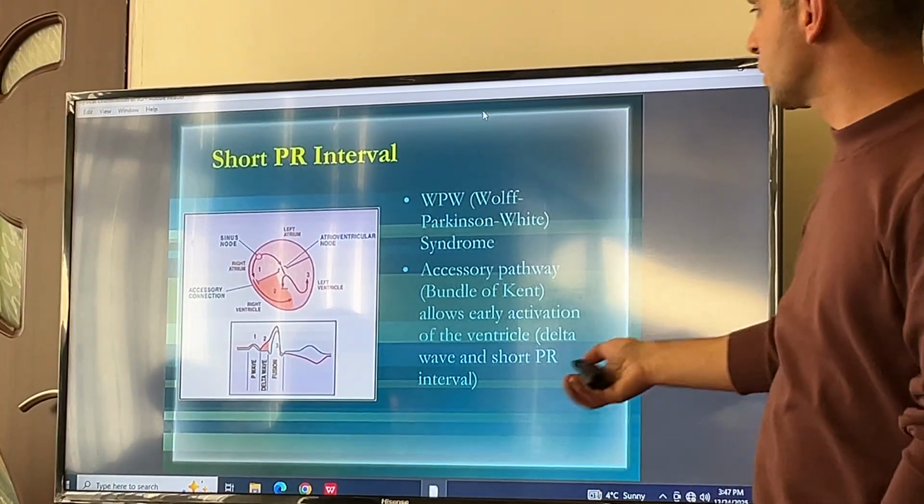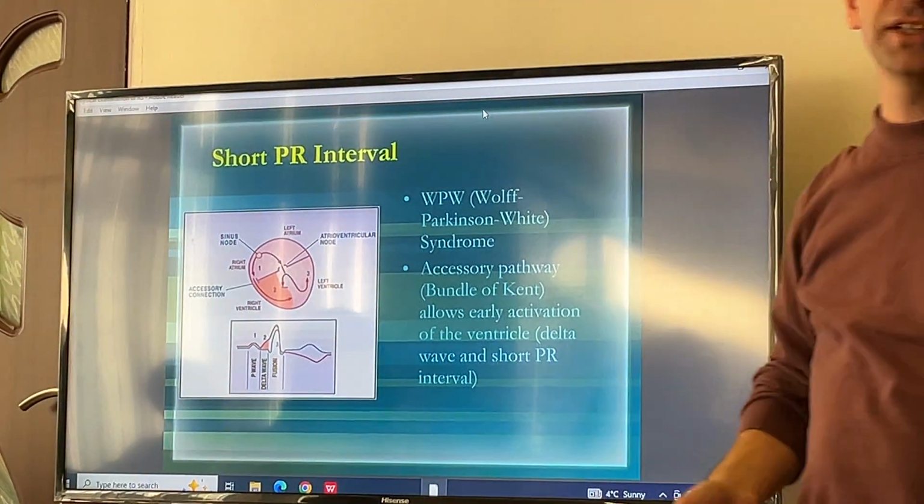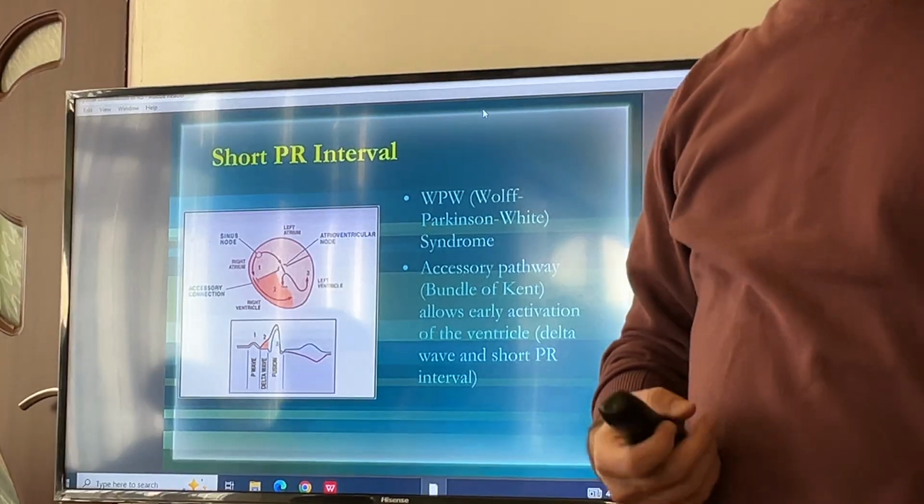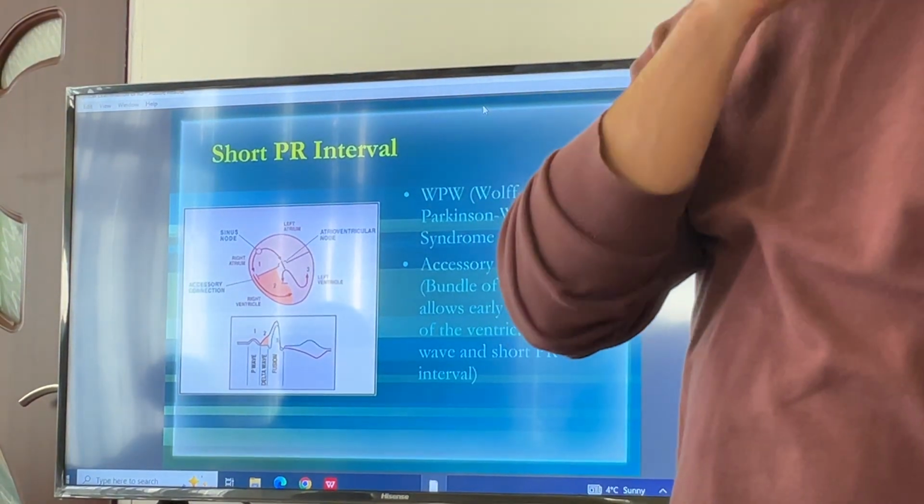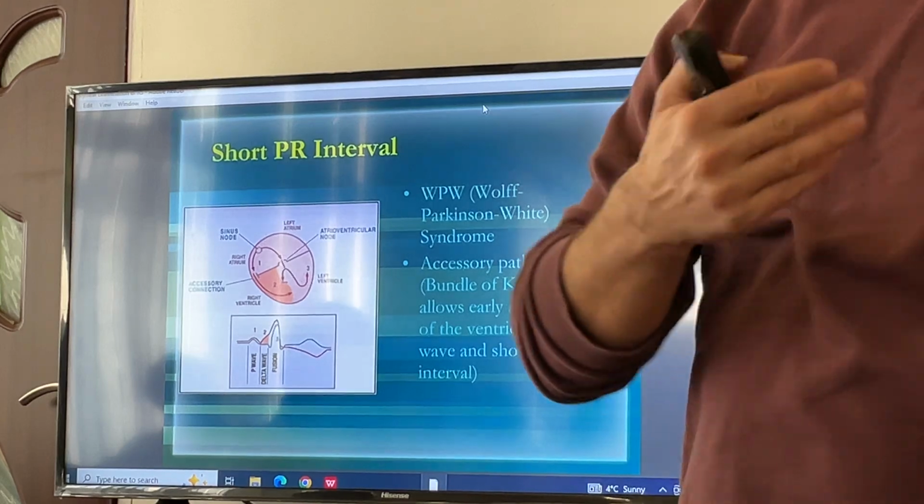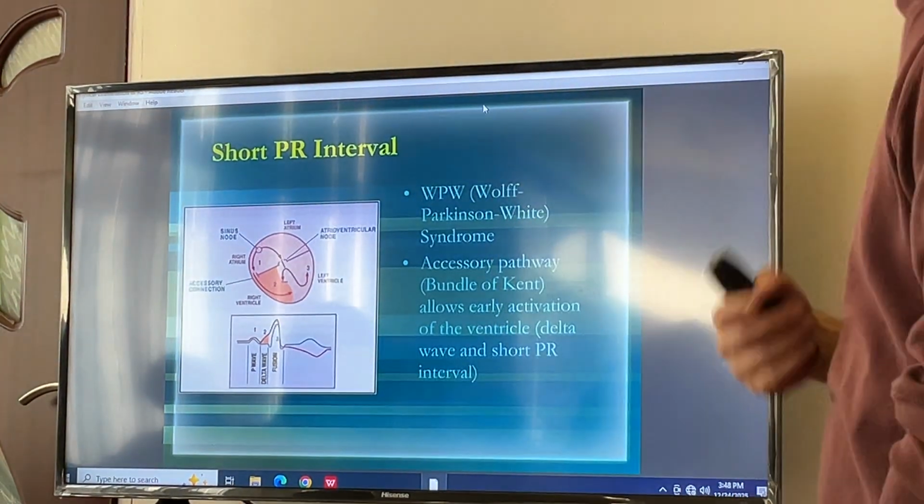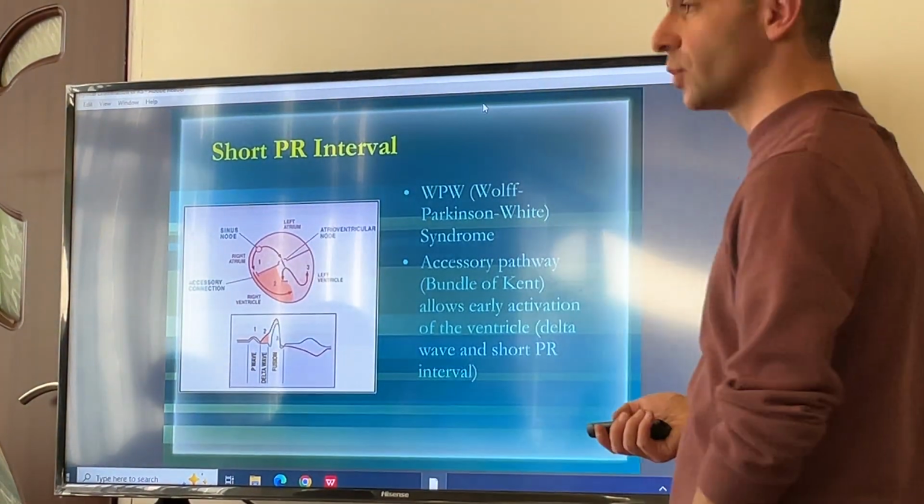A short PR interval, for example, occurs if we have an accessory pathway like Kent's bundle, which are rapid, fast pathways connecting the atria with the ventricles. The impulse passes sooner from atria to ventricles. That's why PR is becoming short.